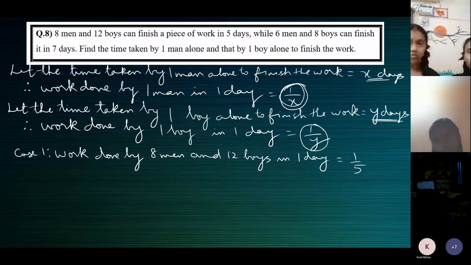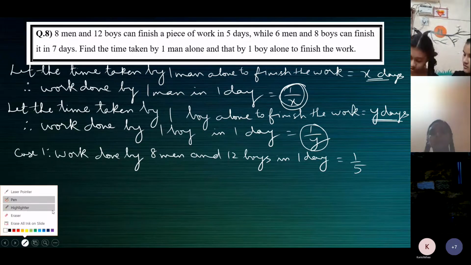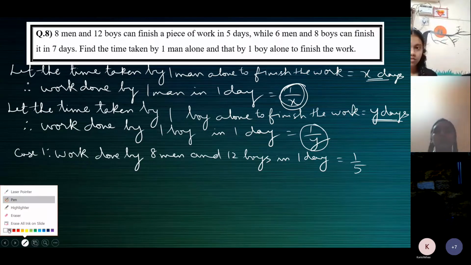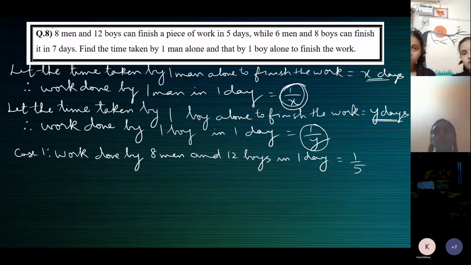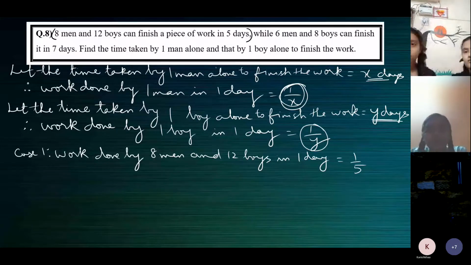Now case 1 is the work done by 8 men and 12 boys. 8 men and 12 boys can finish the work in 5 days. That means in 1 day, how much they'll do? 1 by 5. 8 men and 12 boys can finish the piece of work in 5 days. This combination's 1 day's work will be 1 by 5.